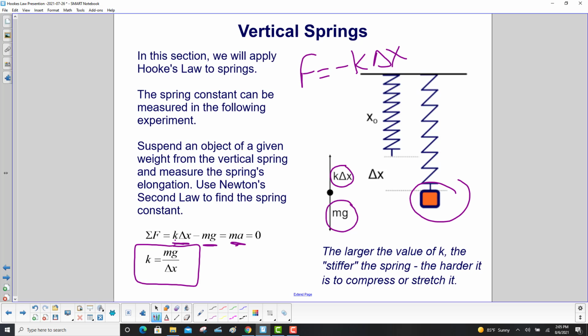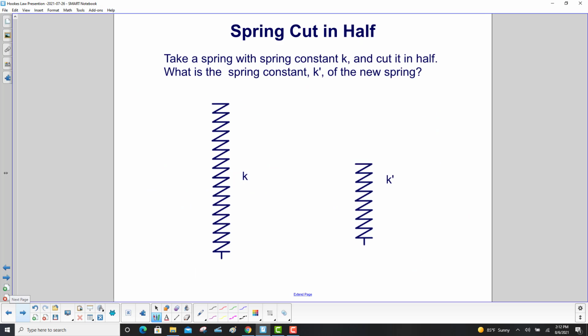The larger the value of k, the stiffer the spring. That means it's harder to compress or stretch it. Take a spring with spring constant k and then cut it in half. What is the spring constant? We'll call it k prime of the new spring.